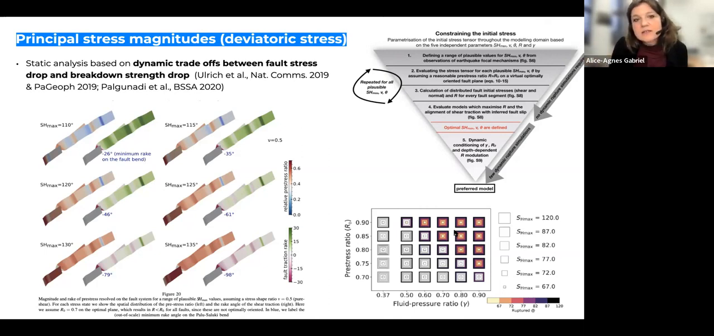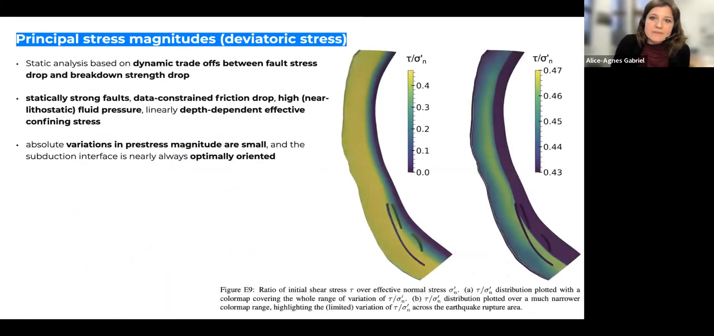And we're also thinking that these faults are statically strong and dynamically weak. So there's a couple of assumptions that go into this framework, but it boils down to only a few parameters that we have to constrain. Now, on the scale of the Sumatra earthquake, we can really nicely come up with optimal starting parameters for these models when we analyze the trade-off between fault stress drop and breakdown strength drop. And what we find is that we do need statically strong faults.